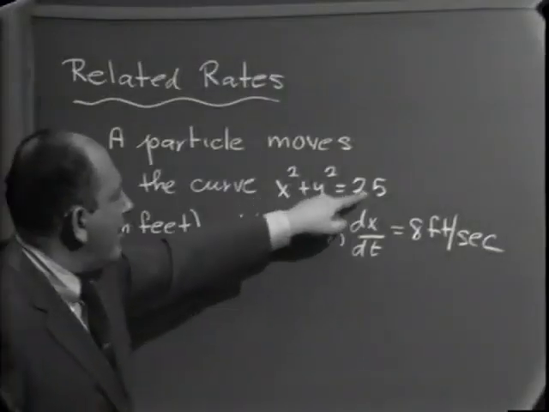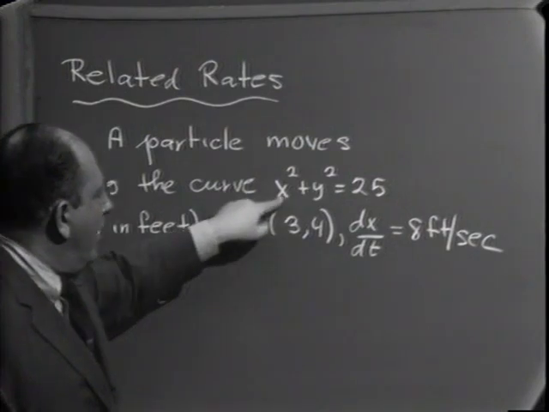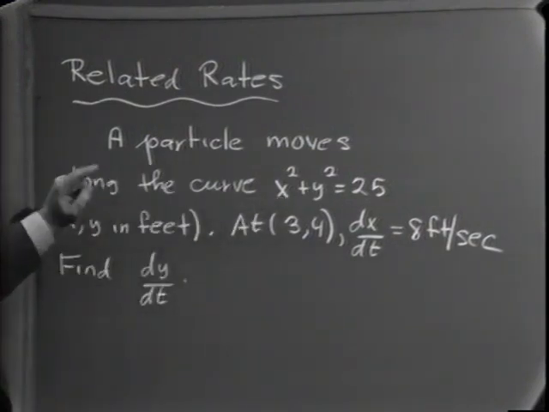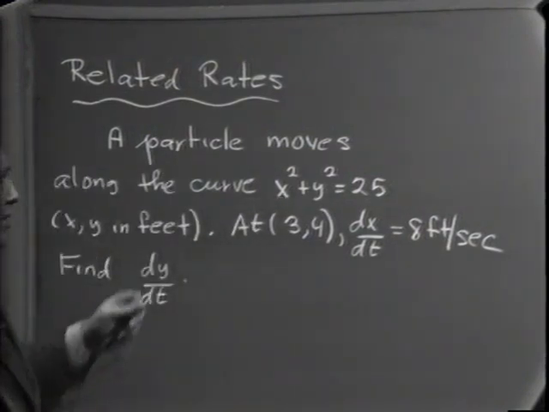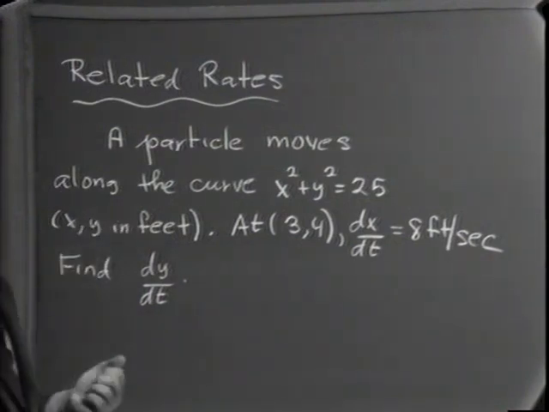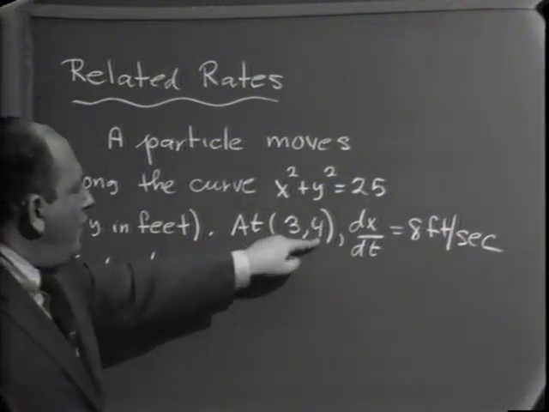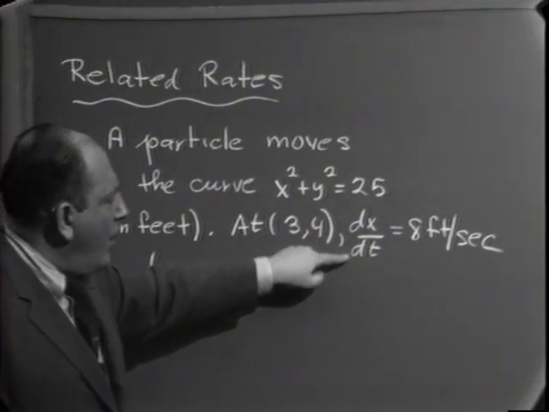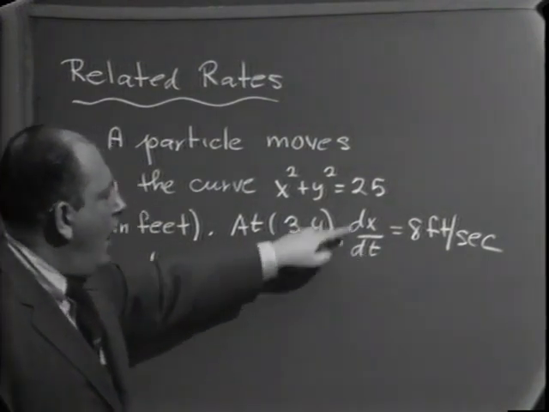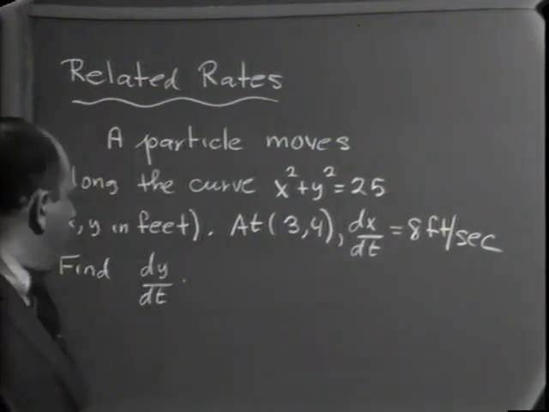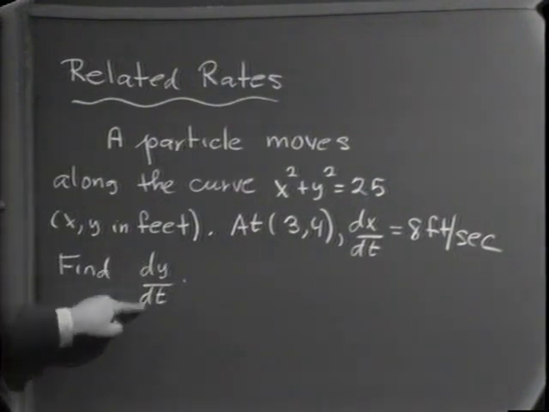Now, instead of asking for the slope of this circle, let's word the question this way. Let's suppose we have a particle moving along the curve x squared plus y squared equals 25, where for physical reasons we'll say x and y are in feet, and that we know at the point (3, 4) dx/dt, the horizontal component of the speed of the particle, is 8 feet per second. And the question is, we'd like to find dy/dt, the vertical component.